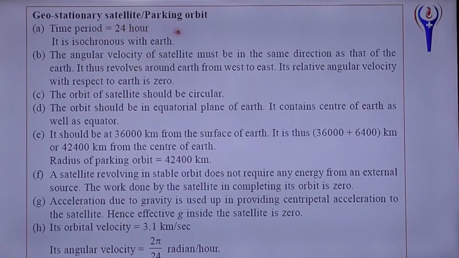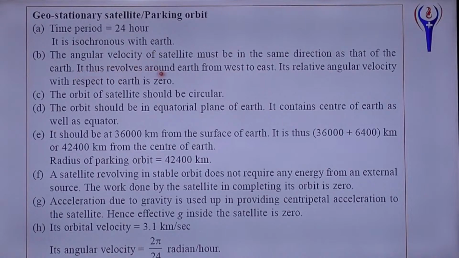Geostationary satellite or parking orbit: time period will be 24 hours. Geo represents Earth. Stationary means fixed. For example, there is one satellite fixed for Chennai. Then at any time it is always facing Chennai. What is the meaning? The rotation of the Earth and the revolution of the satellite will be the same.